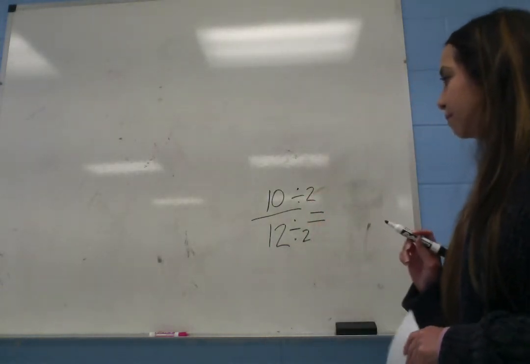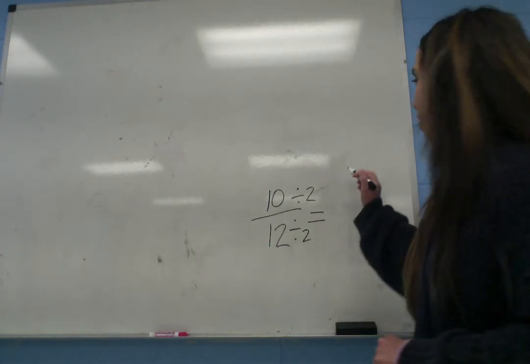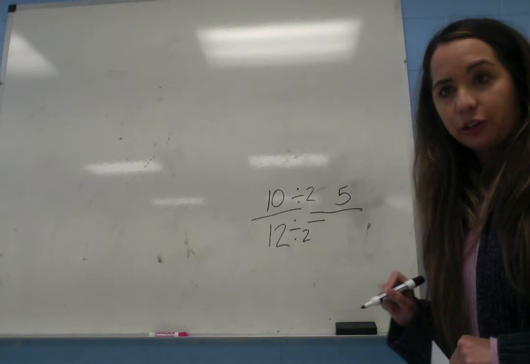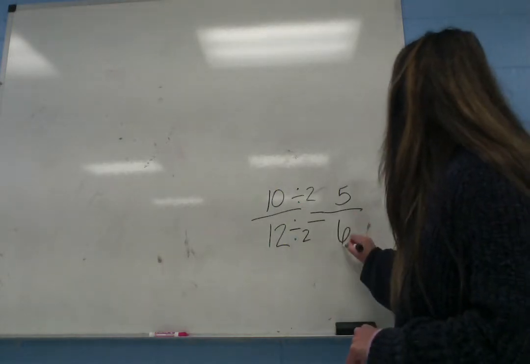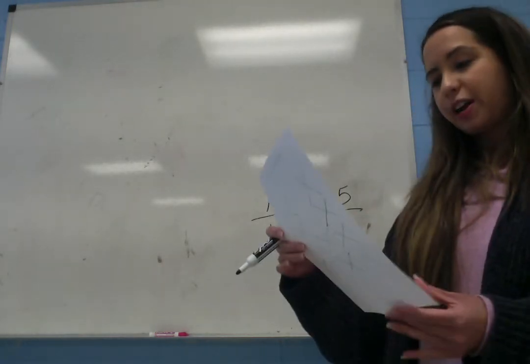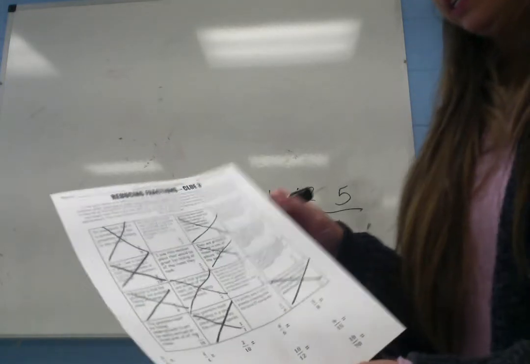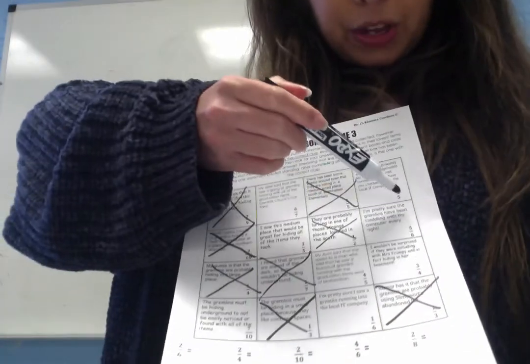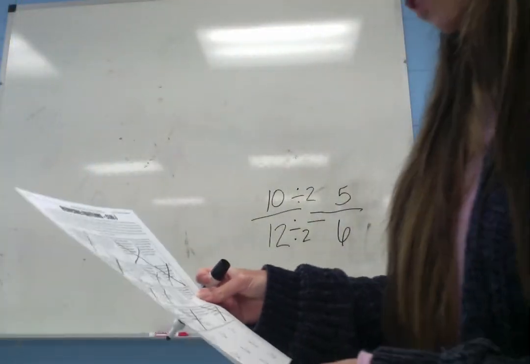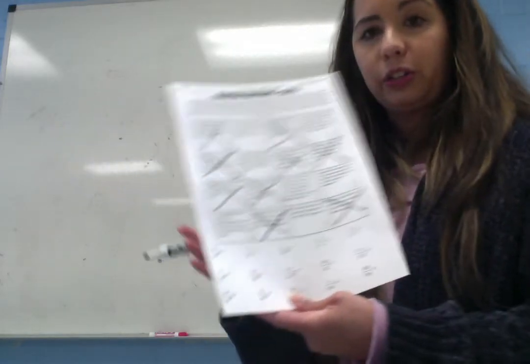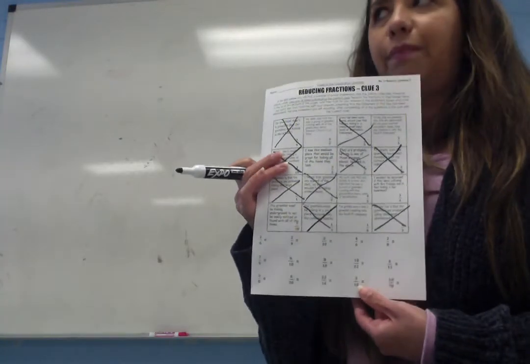All right, 10 divided by 2 is 5. And 12 divided by 2 is 6. 5/6 is the simplified fraction for 10/12. I would find 5/6 on here, and it's right here. Okay, so looks like you guys have 1, 2, 3, 4, 5 more problems to do. You got this. 5 problems to do.